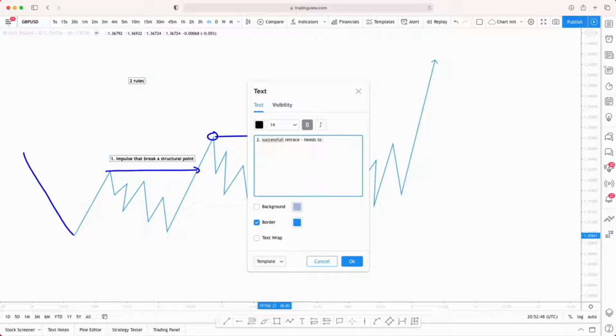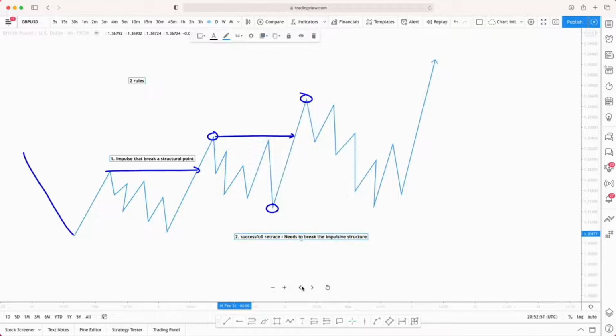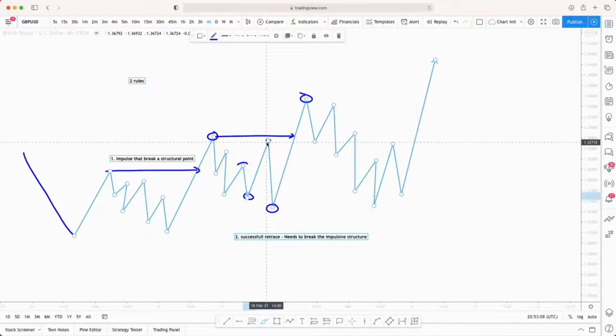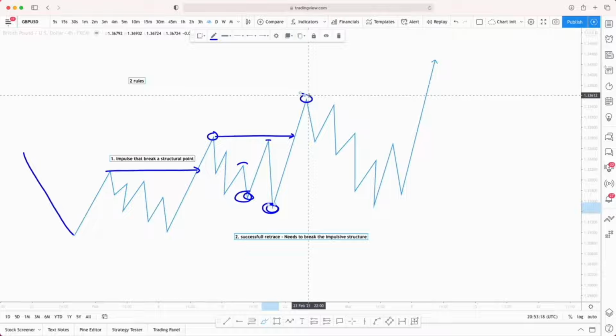it needs to break the impulsive structure. Because if we think about it from this one, and I purposely drew it like this, we have a structure break here, and it originates from here. But this is irrelevant, because it didn't break the structural point that the impulse created. So this is not the successful retrace. This is the successful retrace, which broke the structure.